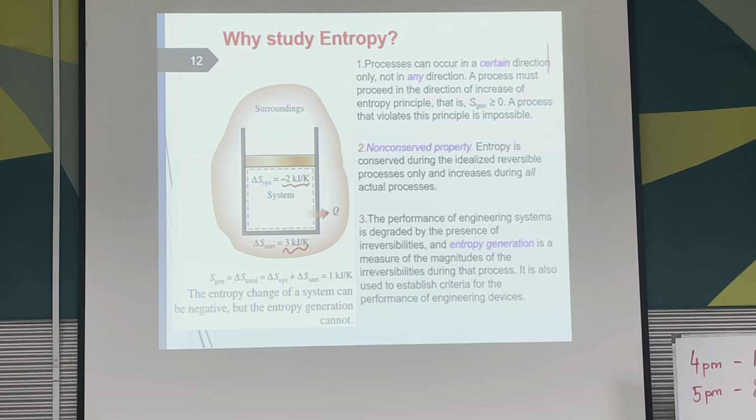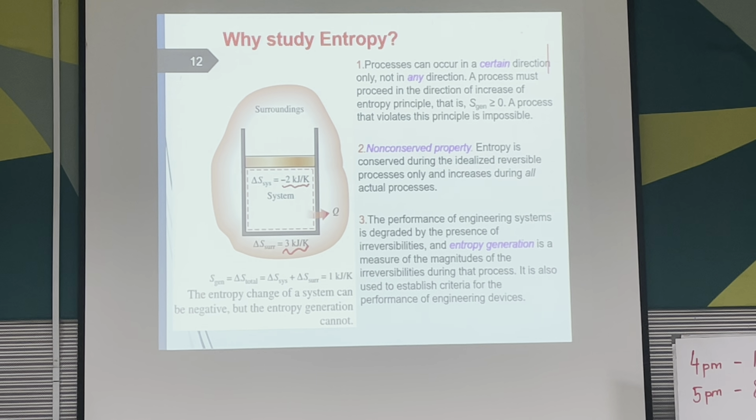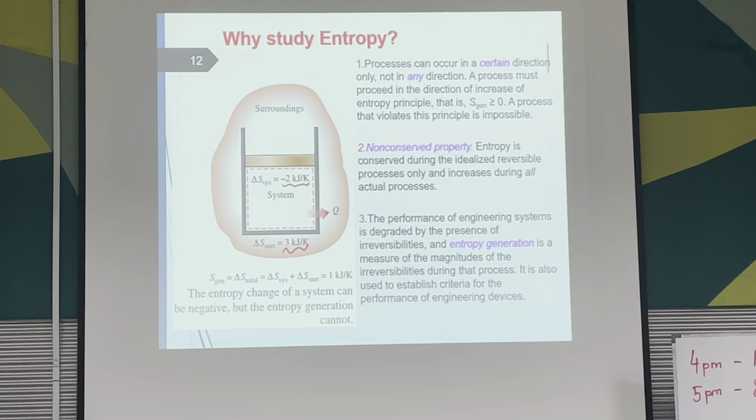And if you add these two up, then you get a positive value. So the surrounding one will always be higher in this case. Why? Because your surrounding temperature has to be higher than the system one. Oh wait, the surrounding temperature has to be lower than the system one in order for it to reject heat to the surrounding, right?